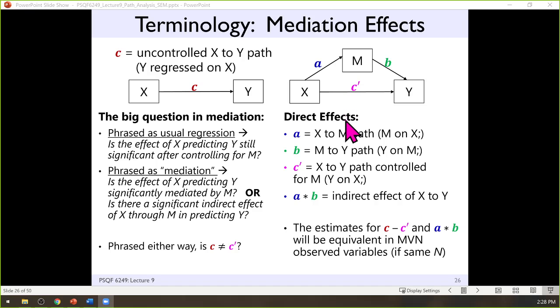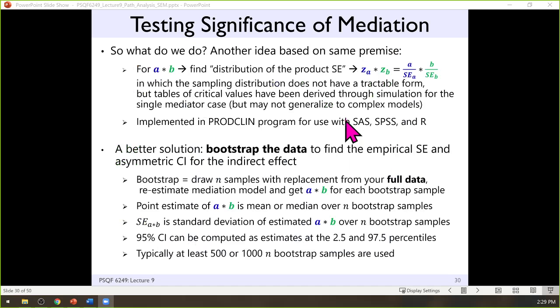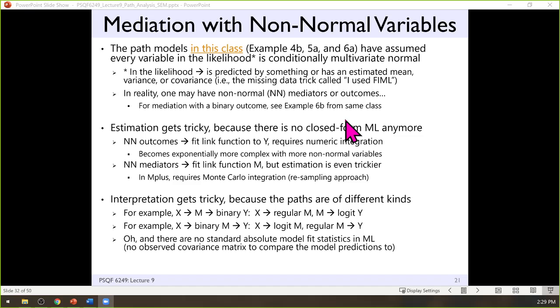All right, other questions? Okay, so all this mediation stuff works great until you try to put something that's not normal in the middle of it. So like if you have a categorical predictor that's the mediator, how the hell do you estimate that?